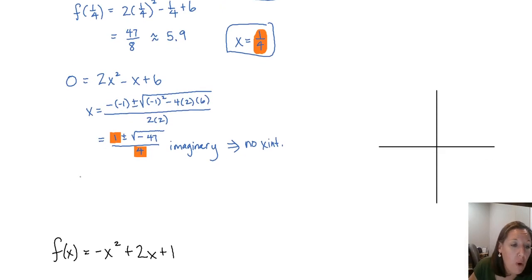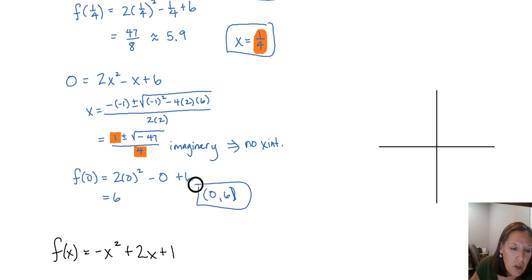All right, but we will always have a y-intercept. So if we plug in 0, we get 2 times 0 squared minus 0 plus 6. We get that our y-intercept is going to be at the point where x is equal to 0, y is equal to 6.